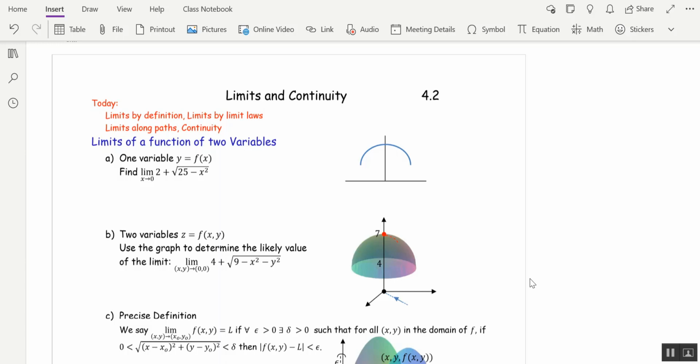Welcome to section 4.2. The short version of this lecture is that everything you learn about limits and continuity for functions of one variable is still true. So now let's do the long version: limits of functions of two variables.